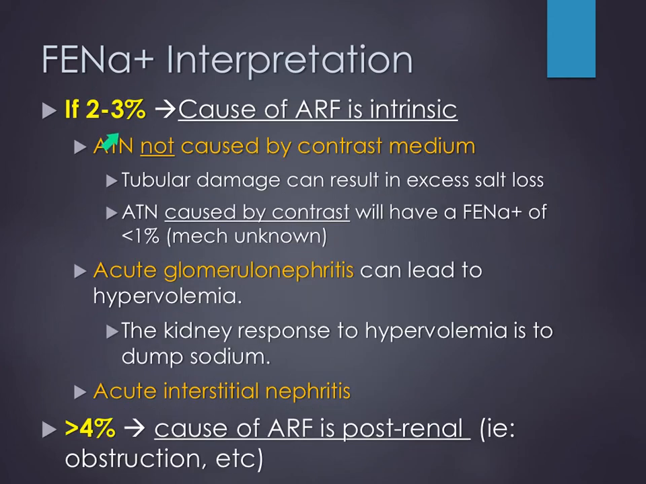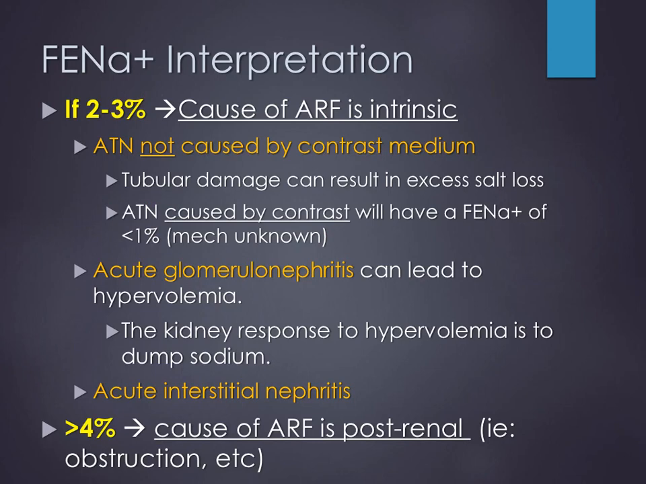If the fractional excretion of sodium is anywhere from 2 to 3%, then the cause of this is intrinsic. It's within the kidney. Now I gave you 3 different causes here, or reasons why you can have this. First one being acute tubular necrosis not caused by contrast medium. In other words, the acute tubular necrosis has to come from somewhere other than you giving IV contrast to somebody for a CAT scan. What happens here is the tubular damage can result in excessive salt loss. If you have acute tubular necrosis that's actually caused by contrast medium, then the fractional excretion of sodium is less than 1%. Why? We don't know.